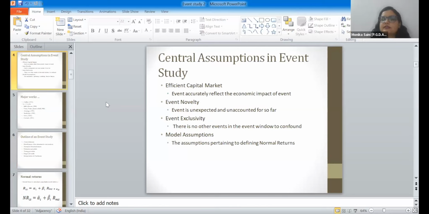There are certain assumptions of event study. Ma'am has also told you about that. Like the market is efficient, the event should be novel and unexpected, and there should not be any other event in the event window to confound. What does that mean? We also call it confounding events.